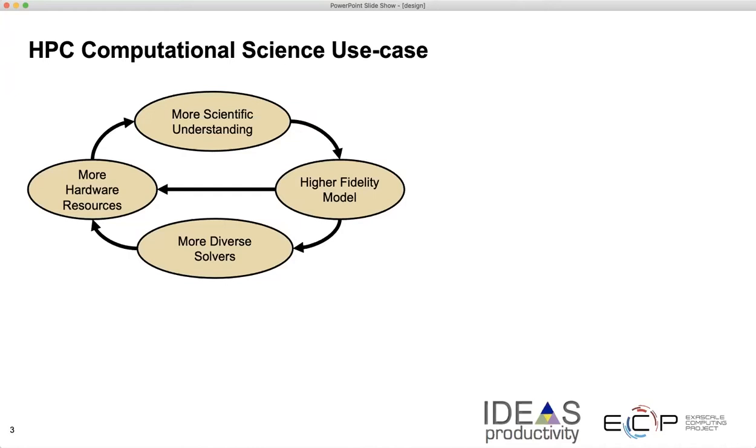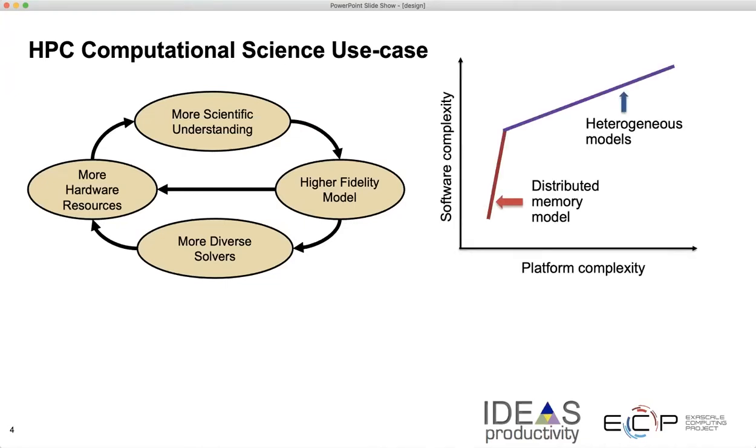What I like to think of, at least in parallel and extreme scale computing, is two epochs. The first epoch was the distributed memory model, which dominated the first 30 years or so of the time that high performance computing became the third leg of scientific discovery. And here, as you can see from this line, the platform complexity was increasing very slowly, but the software complexity was increasing as the understanding kept getting better and better.